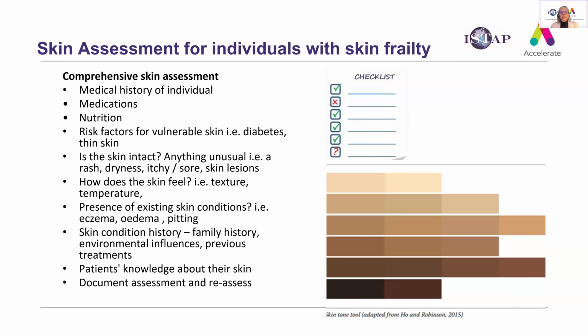So let's talk about skin assessment for individuals with skin frailty. A full holistic skin assessment should be conducted at the first visit or admission to any clinical setting. And it should be an ongoing inspection of the skin when we integrate a skin care regime. So we need to continually do that reassessment. It's also really important to document for communication and consistency of our skin care regime and any changes that might occur. So medical history of individuals is very important, as well as the type of medications they are on, because some medications can impact our skin.